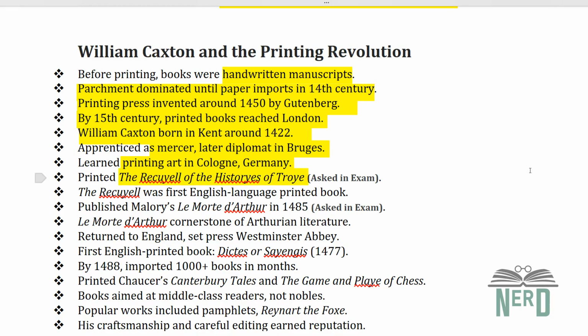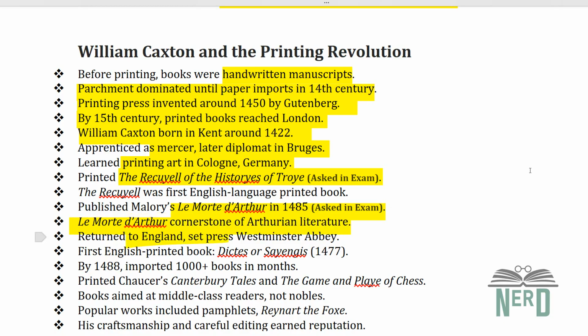In 1474 or 75, Caxton printed the Recueil of the Histories of Troy, the very first English language printed book, asked in exam. But his influence did not stop there. In 1485, Caxton also published Sir Thomas Malory's Le Morte d'Arthur. This particular date was asked in exam, and the work remains one of the greatest works of Arthurian literature.